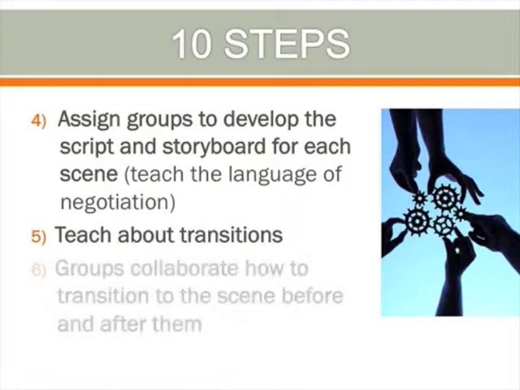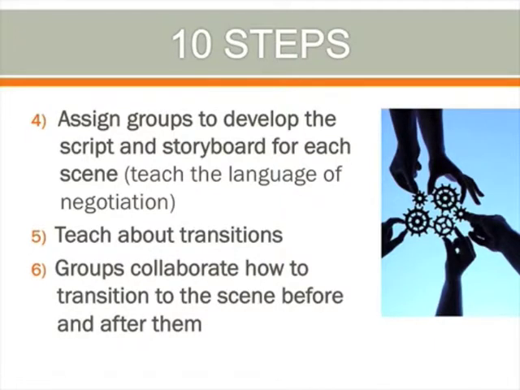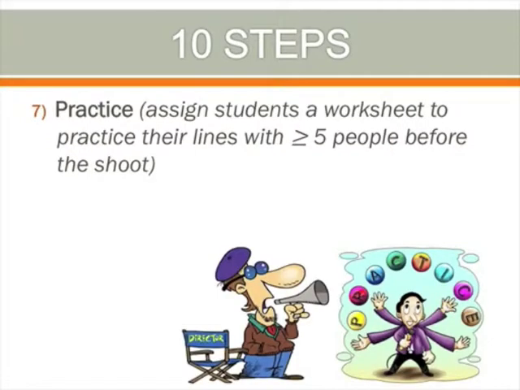But if group A is doing scene one and group B is doing scene two, they need to have a good transition from the first scene to the second to make it fluid, to make it continuous. So you need to teach them how to transition. These groups need to collaborate with each other to make sure that the characters' personalities aren't different, so they're not schizophrenic from one scene to the next. So you need to have each group work with the group whose scene precedes it and who follows it. So there's a lot of group collaboration, class collaboration. They're working with each other in many different ways.